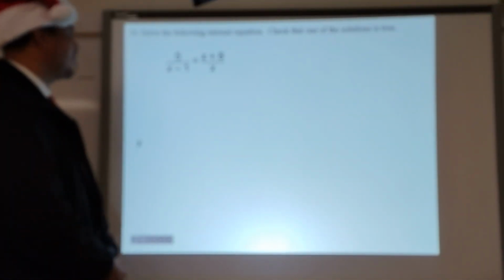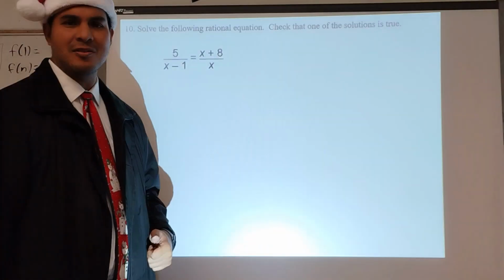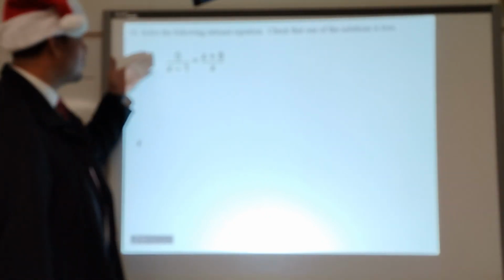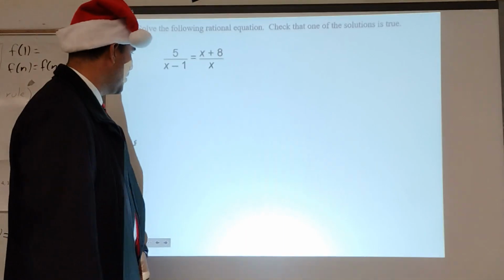Here we have a rational equation. We're being asked, solve the following rational equation and then check that one of the solutions is true. Our rational equation is 5 over x minus 1 is equal to x plus 8 all over x.